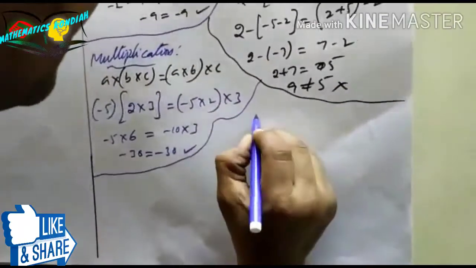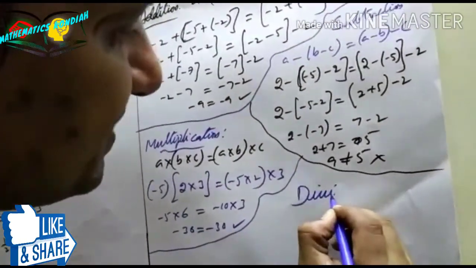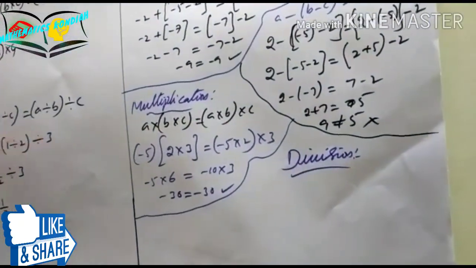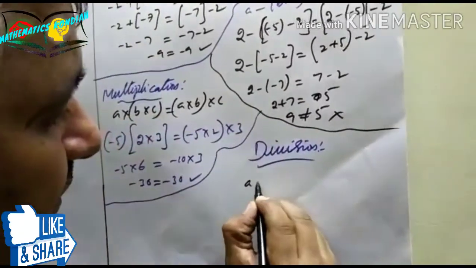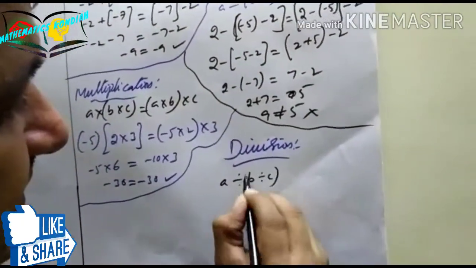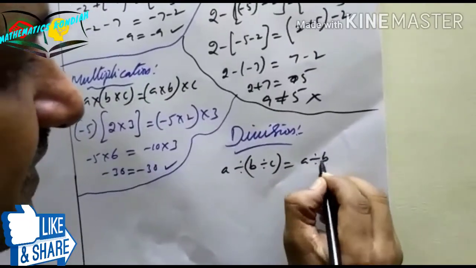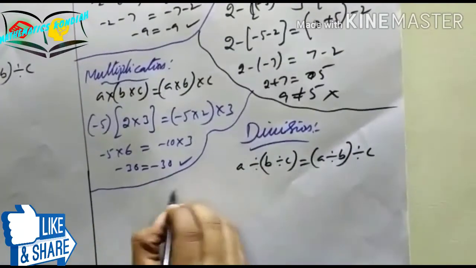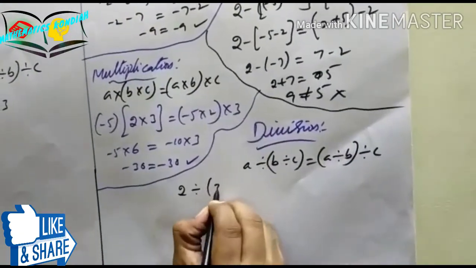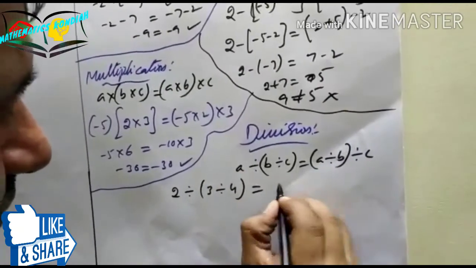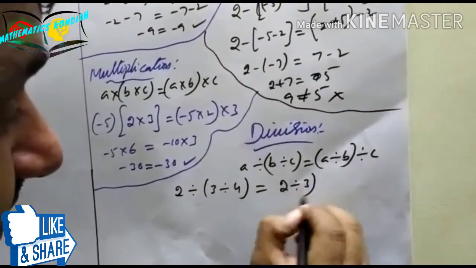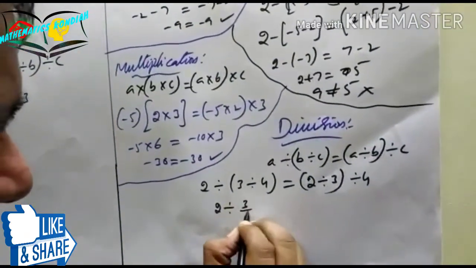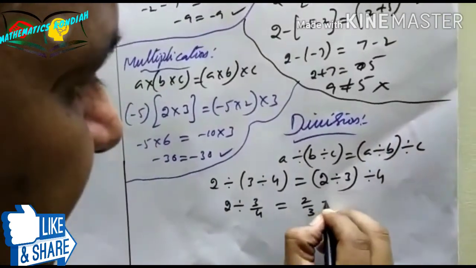See, the division. Division means a fraction. There were no fractions in the integers. So, we are already discussing what division is. Therefore, a divided by b divided by c is equal to a divided by b divided by c. Here you take 2 divided by 3 divided by 4 is equal to 2 divided by 3 divided by 4.